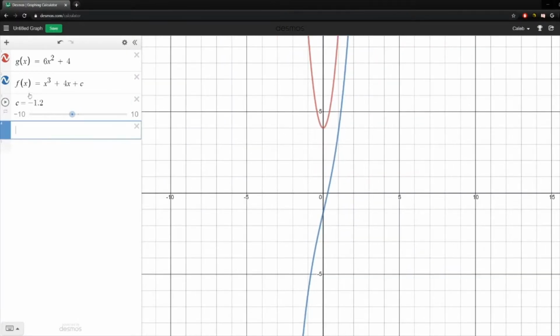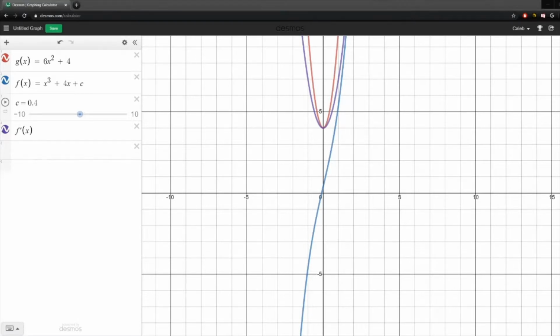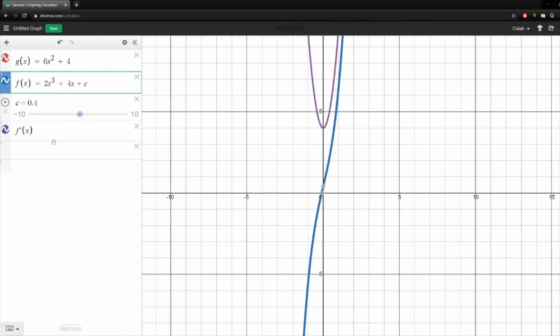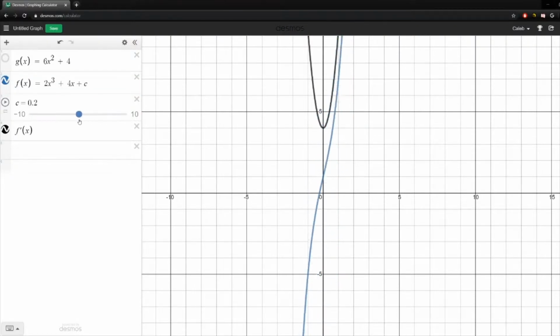So now watch. That's what we determined, and so f prime of x, wait, did I do something wrong? Let's see. Oh, it should be 2. There we go. This was the derivative from earlier. So look, as I change c, the derivative doesn't change, right? The vertical position of the graph doesn't change the slope at all.